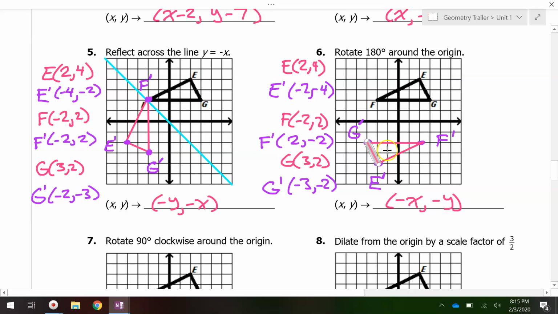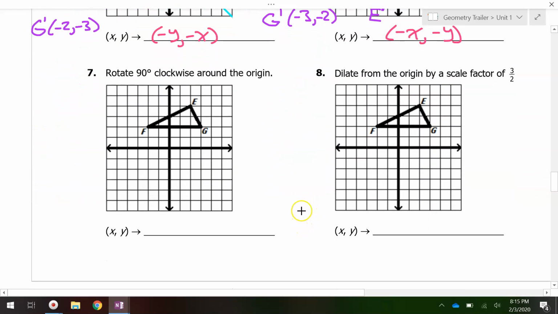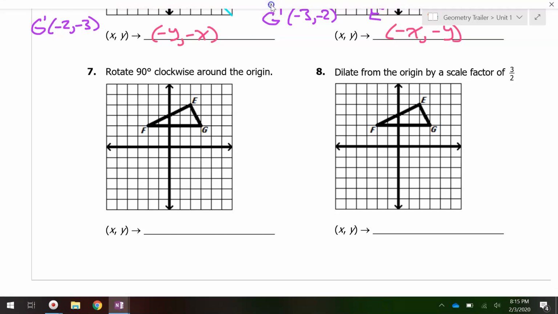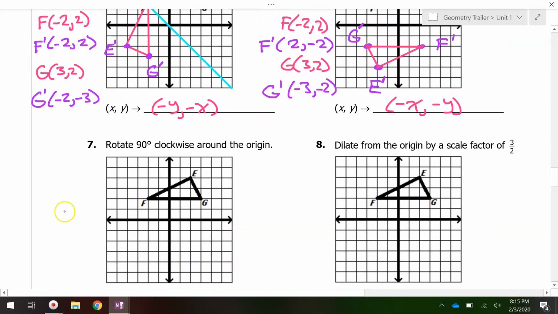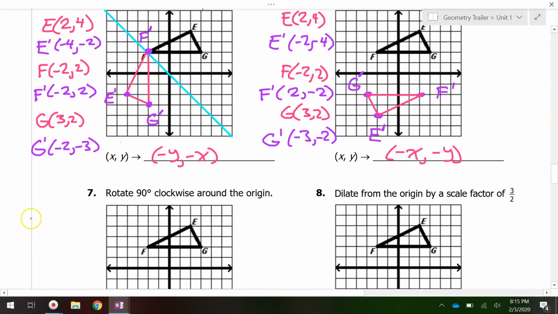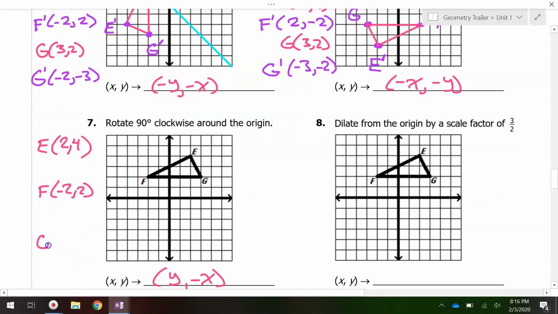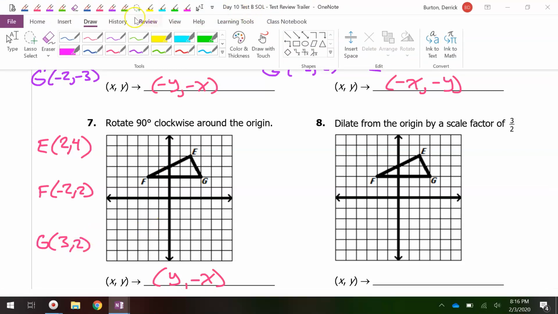But that's it. So that's how you do a 180-degree rotation. Okay, so number 7, 90 degrees clockwise. So we know the rule for that is going to be y, opposite of x. All right, we're still using these same points as before. So E is 2, 4. And F is -2, 2. And G is 3, 2. So we're just going to use this rule just like we did before.